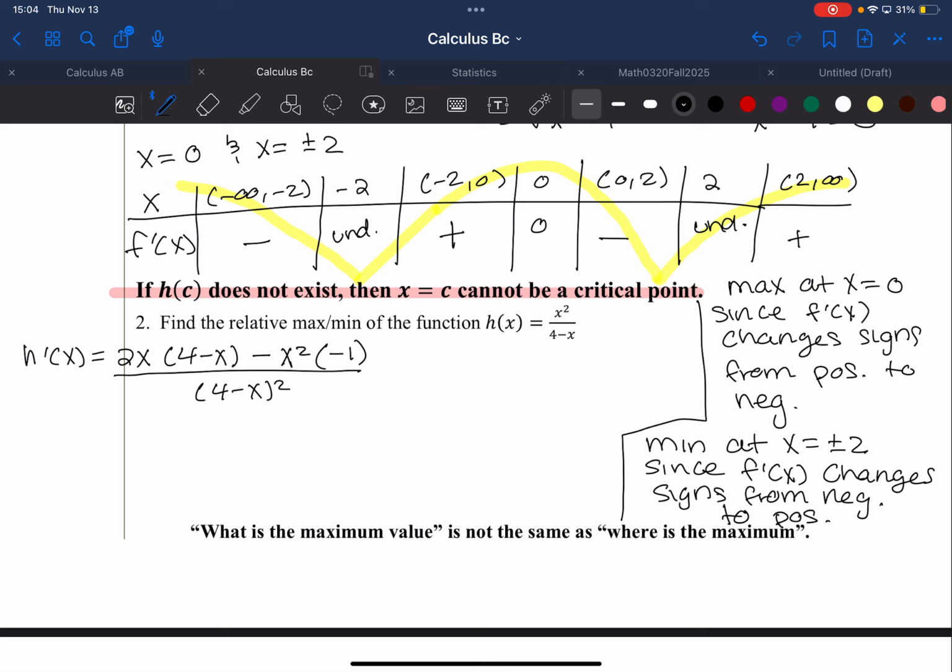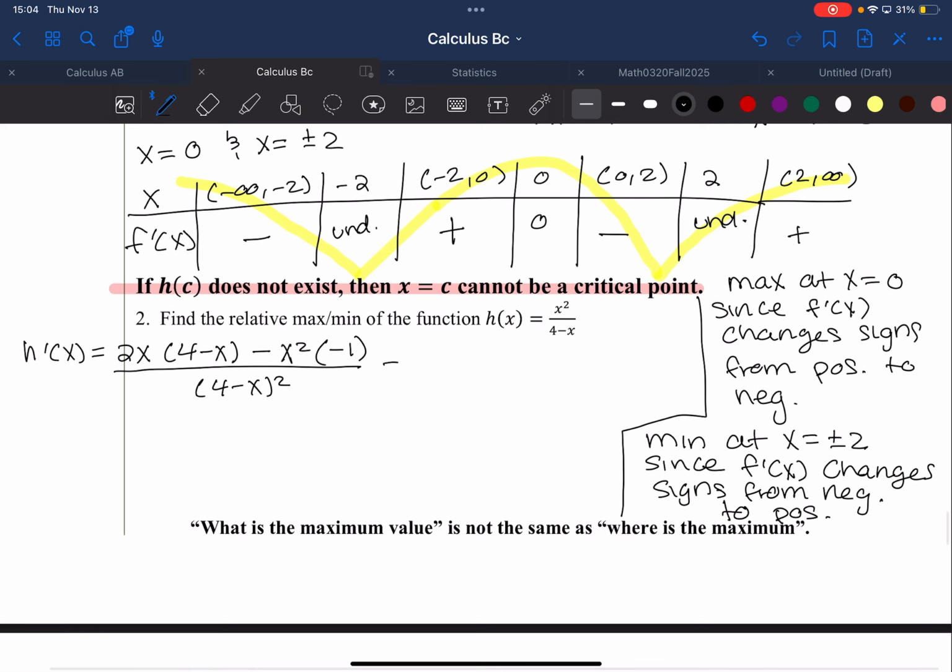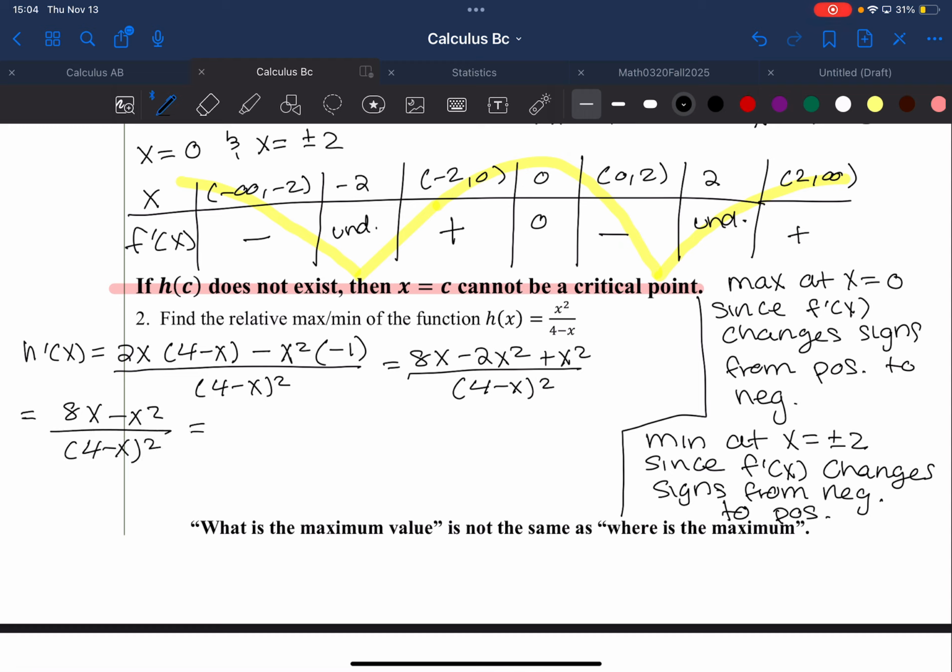Okay, so I'm going to simplify this, make it look prettier. So I have 8x minus 2x squared plus x squared. So I just distributed the 2x and the negative x squared all over 4 minus x squared. Okay. This is equal to 8x minus x squared over 4 minus x squared. And then I can take a GCF from the numerator, and I get x times 8 minus x over 4 minus x squared.